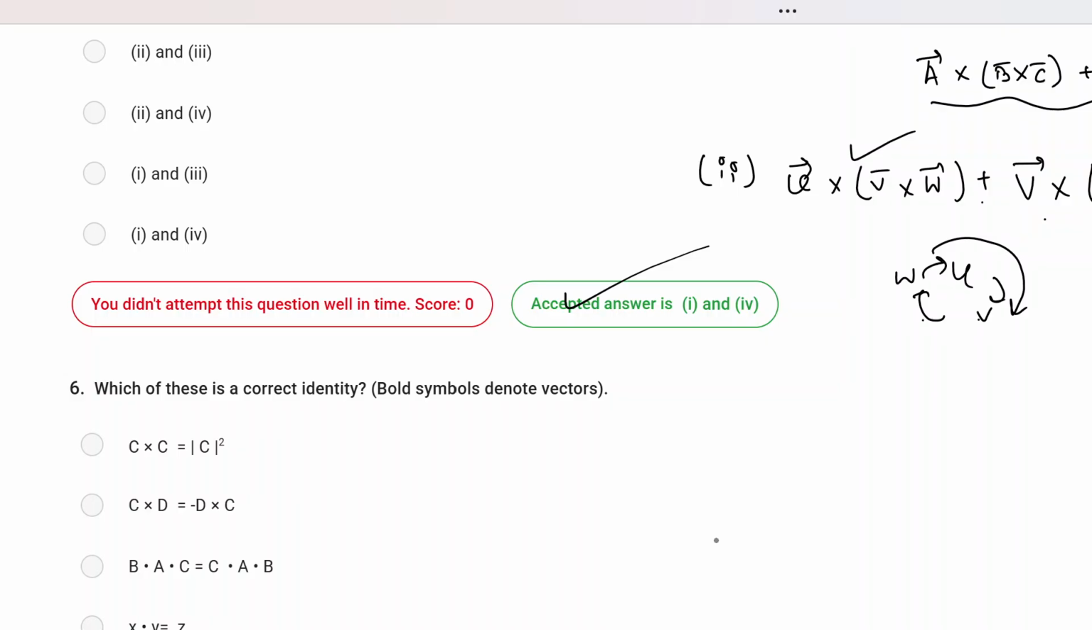Now question number 6. Which of these is a correct identity? Bold symbols denote vectors. I think it is not very clear from the question which one is a bold symbol. At least to me it was not clear. But if you look carefully, you will see that on the right hand side, only this term is not bold.